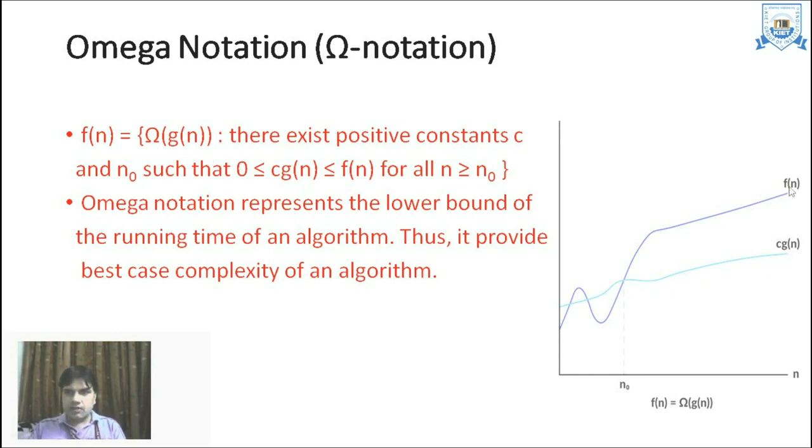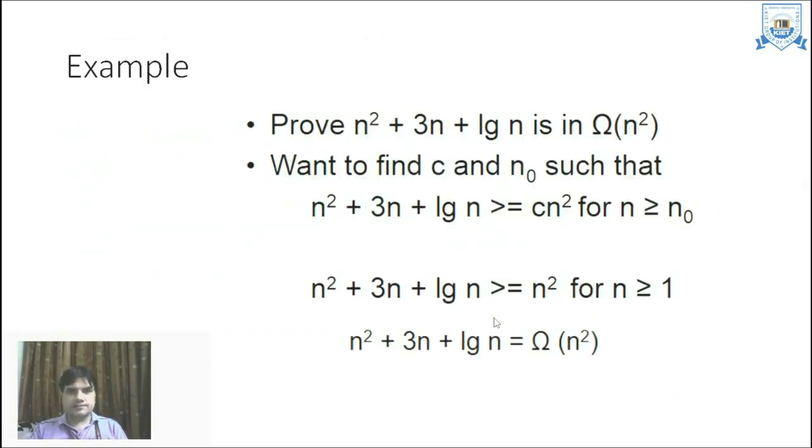In the same way, f(n) is now above c times g(n). So below this we cannot go. This is the minimum time, the minimum complexity that we can achieve, and that is possible only if there exist certain constants. That way it gives a lower bound to f(n). Okay, omega notation. If we consider an example on this, similarly we'll again calculate the constants.